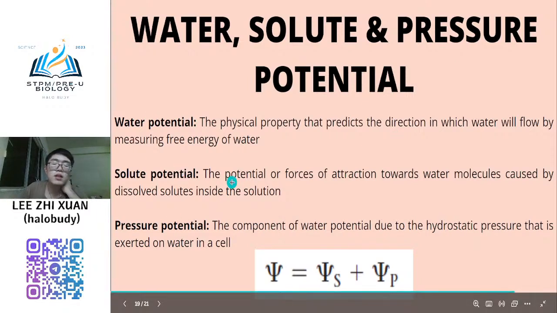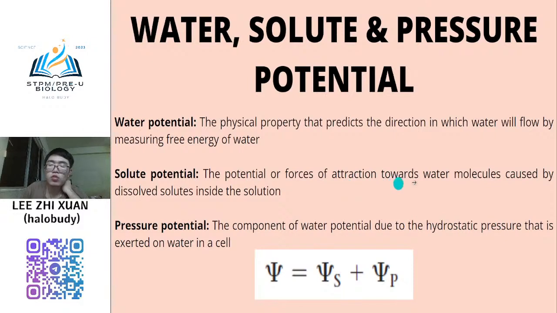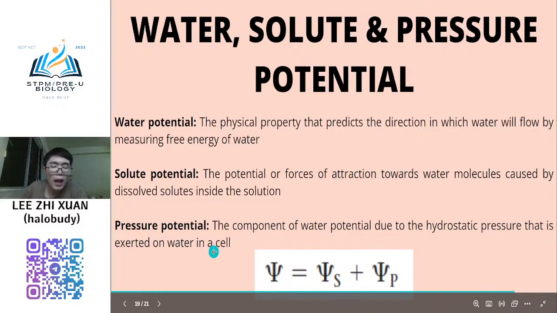And then solute potential is the potential of force of attraction toward water molecules caused by dissolved solute inside the solution. So you can say that it is like the solute concentration, because it is the force of attraction to the water molecule caused by the solute. Normally it is sugar. And pressure potential is the component of water potential due to the hydrostatic pressure exerted on the water in the cell. So these are the three definitions you need to memorize.